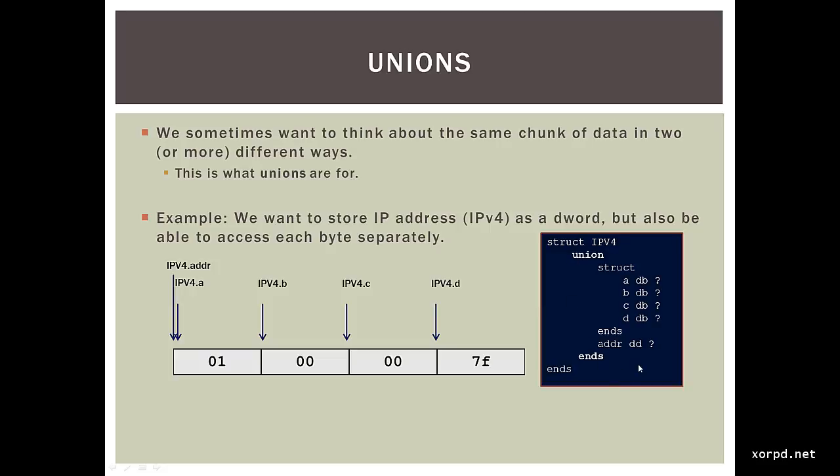Inside the union, something pretty special happens. The offsets of the labels do not increase. Everything inside the union begins from the same place. So basically, a union gives you the ability to have different names for the same memory.